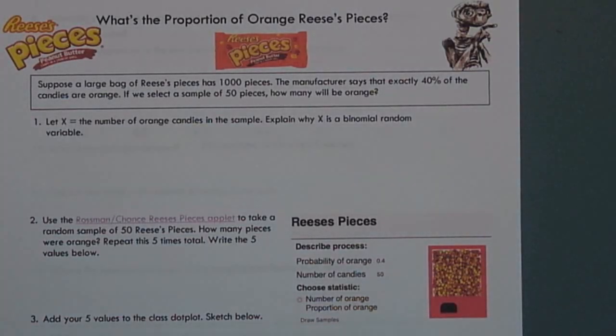So first of all, we have a large bag of Reese's Pieces that has about 1,000 pieces. The manufacturer says that exactly 40% of the candies are orange. If we select a sample of 50 pieces, how many will be orange? Now first we're going to let x be the number of orange candies in the sample, and then we're going to explain why x is a binomial random variable.